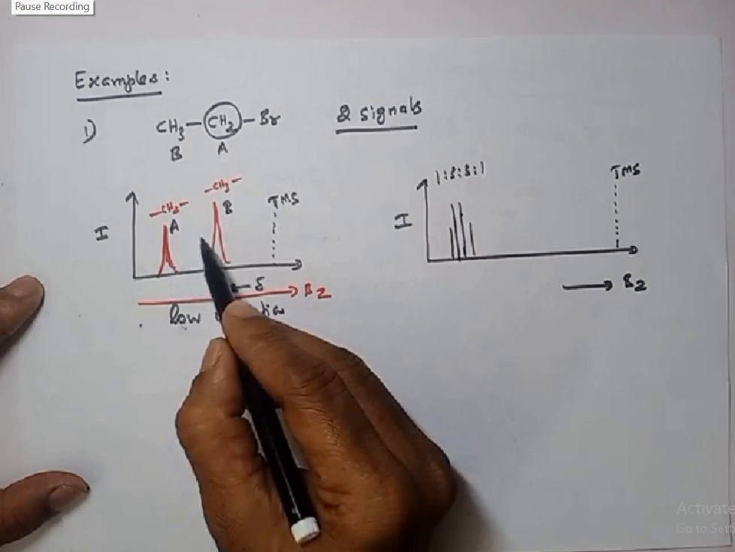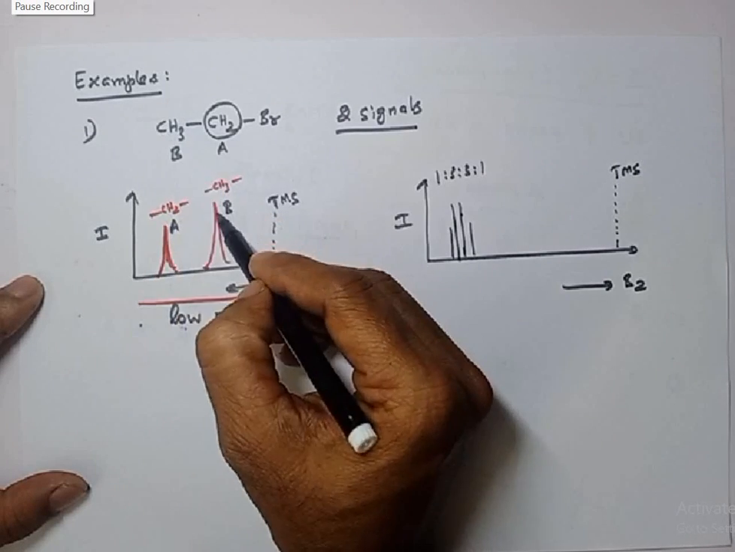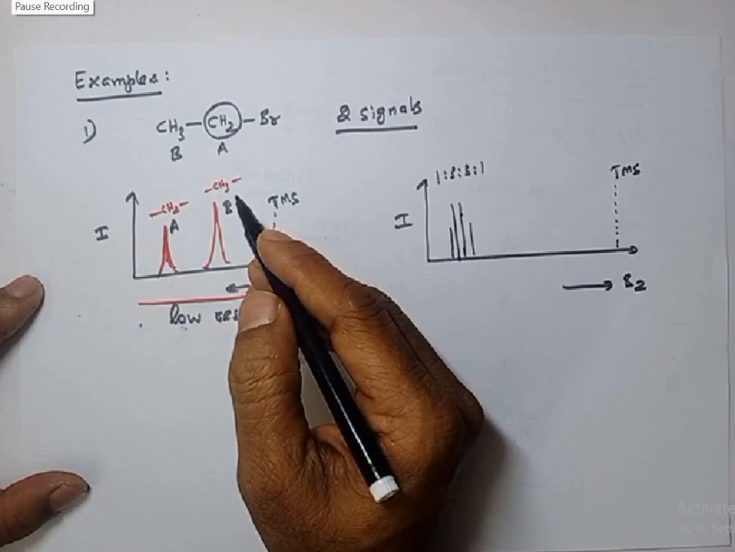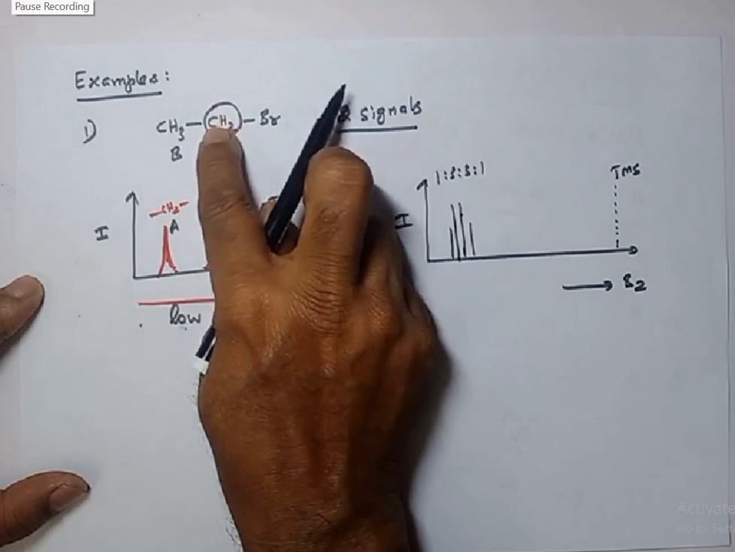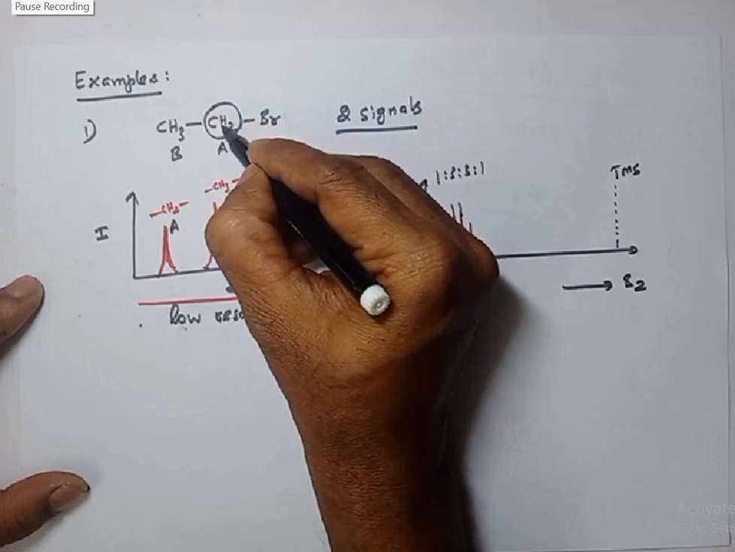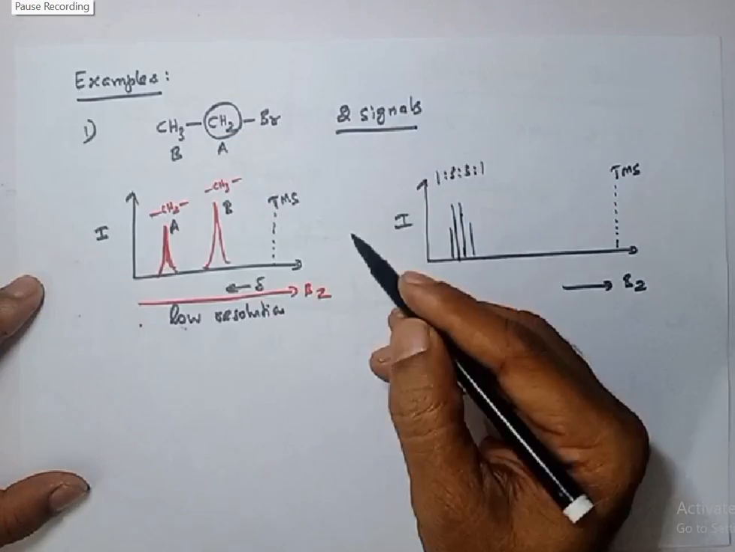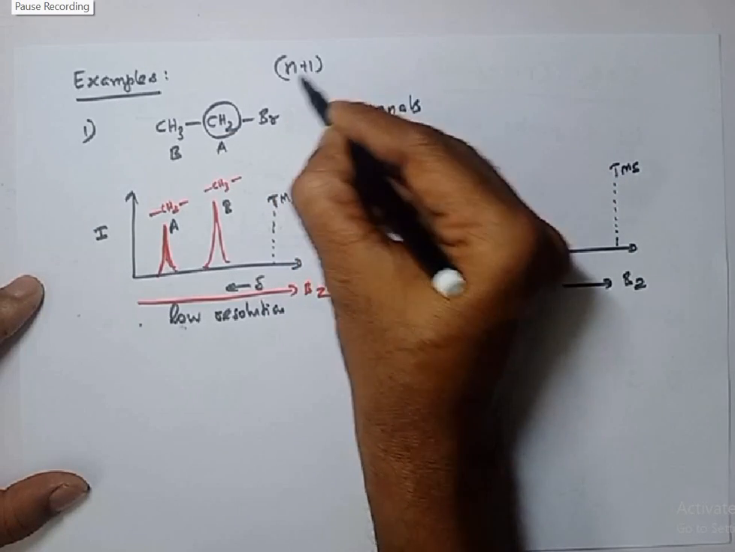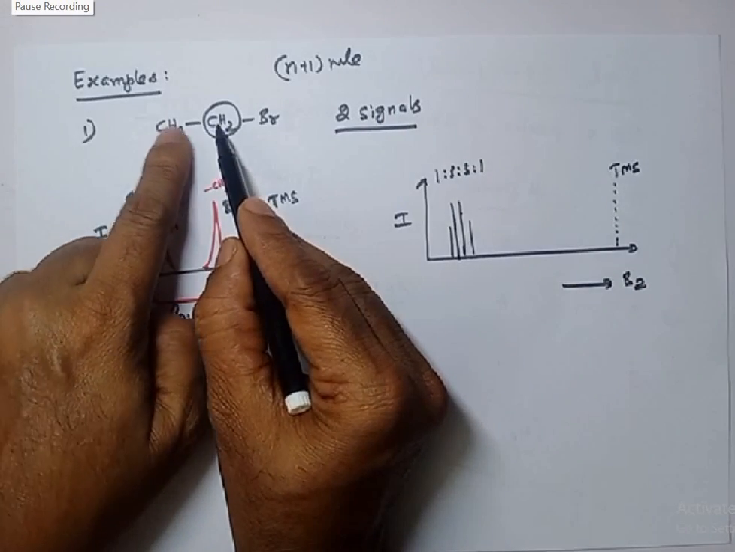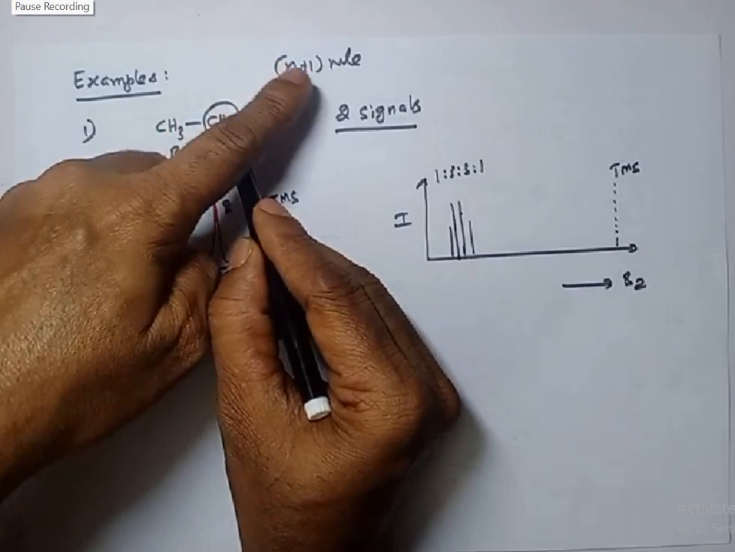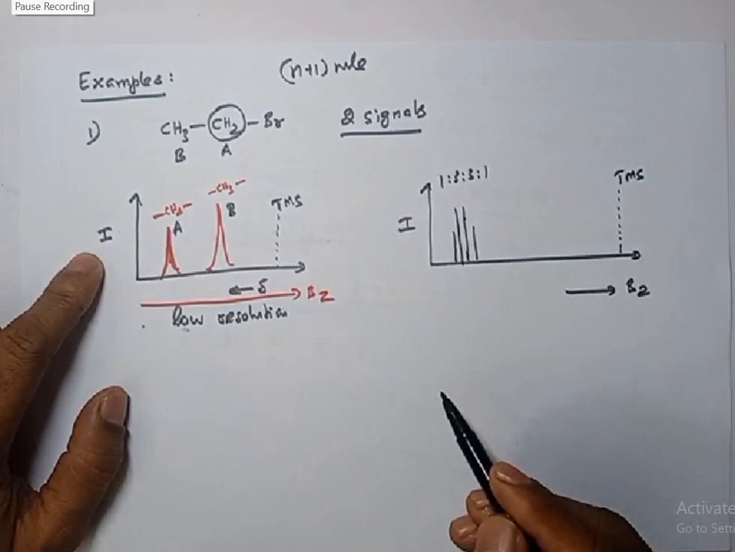Right? And what about B proton? B protons will give one signal in low resolution NMR, and that signal is split into a triplet by CH2 protons. Here I have 2 hydrogen, so 2 + 1 is 3. Use the n+1 rule. Okay, for CH2 protons, adjacent hydrogen is 3. So n+1 is 4, we'll get a quartet.